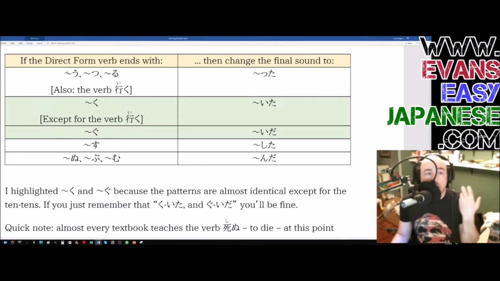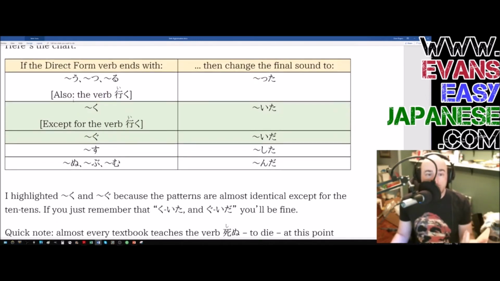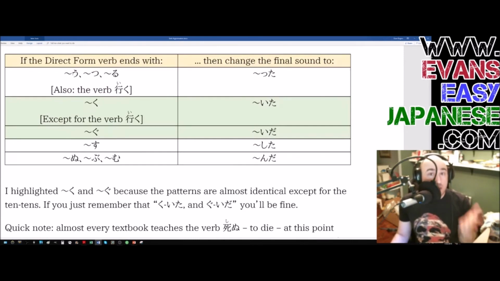Every single group 1 verb is going to end in the plain form in one of these sounds. Either it's going to end in u, tsu, ru, ku, gu, su, nu, bu, or mu. There's no u verb, and what's the other one? Oh, and there's no hu verb. Every other u sound has at least one verb.